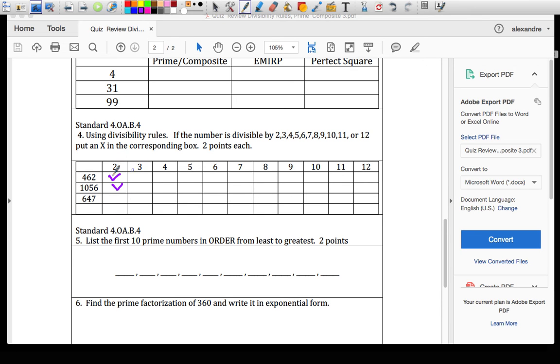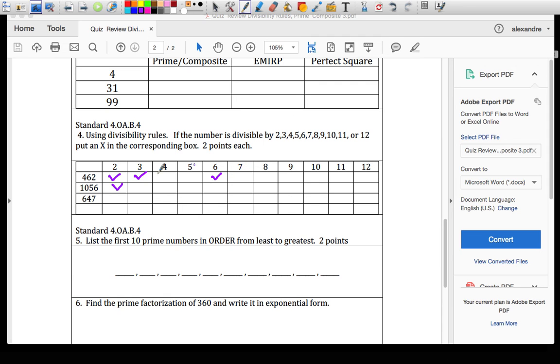Is 462 divisible by 3? Well, 4 plus 6 is 10, plus 2 is 12, and that's divisible by 3, so yes. Rule for 4, I'll check the last 2 numbers. 4 doesn't go into 62, that's a no, so leave it alone. 5, it doesn't end in 0 or 5, so no. 6, did it work for 2 and 3? Yes, let's check.